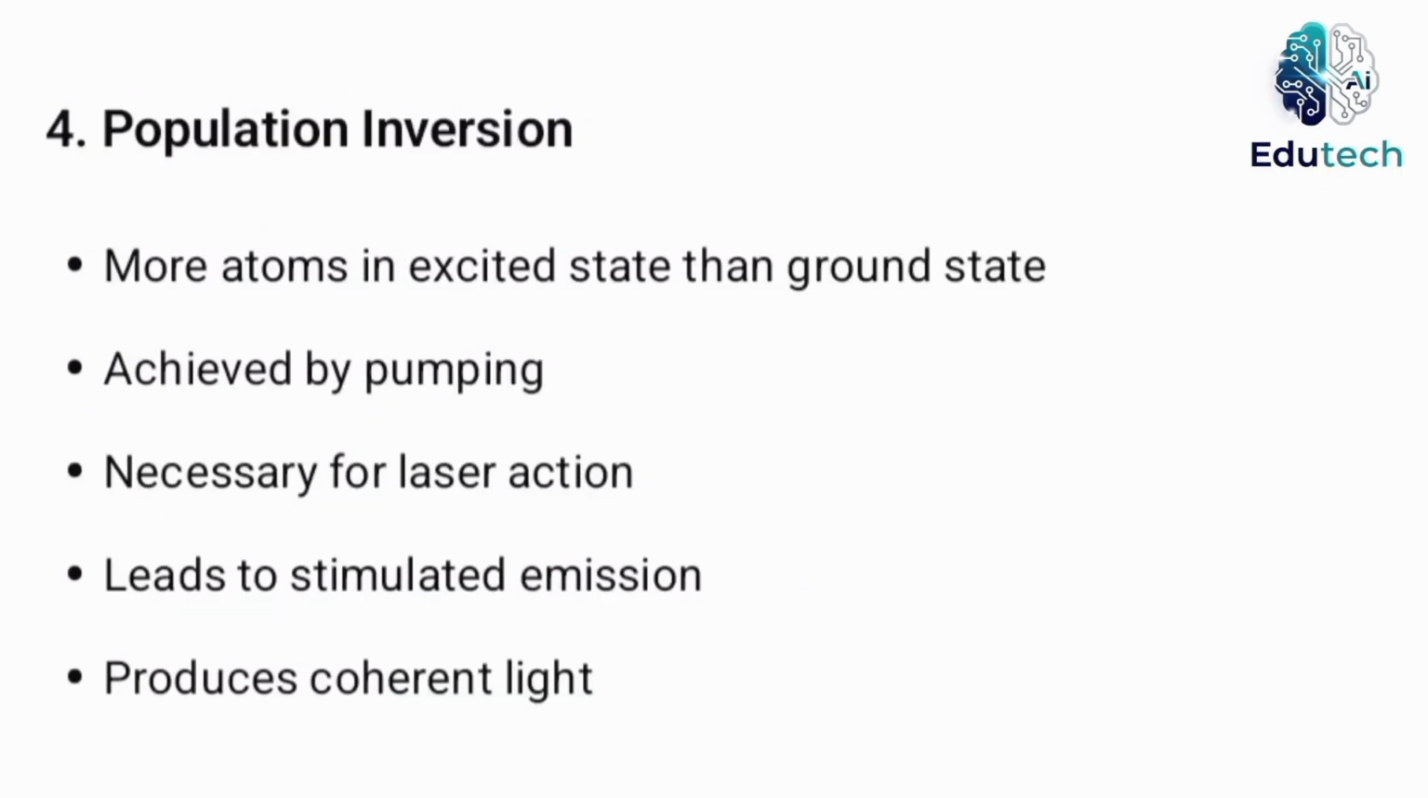What is population inversion in lasers? Population inversion is a condition in which the number of atoms in an excited energy state is greater than the number of atoms in the ground state. Normally, more atoms stay in the lower energy state. In lasers, external energy is supplied through a process called pumping to achieve population inversion. This condition is necessary for stimulated emission, which produces coherent and intense laser light.